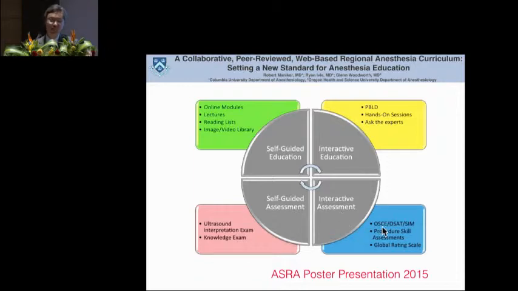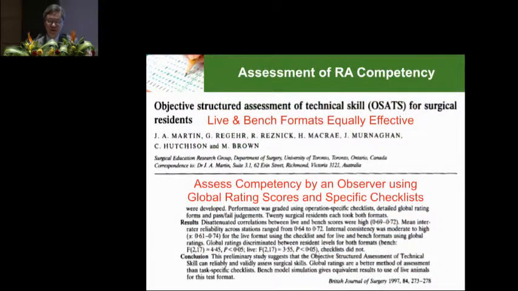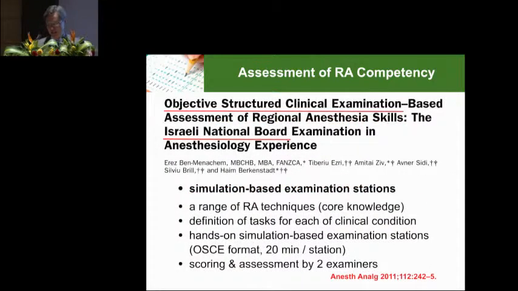We have to have some kind of exam, like the OSCE and the OSAT, and we learned that from our surgical colleagues for technical skills. They have a workshop station. They ask oral questions as well as ask the examinees to demonstrate how they do things.